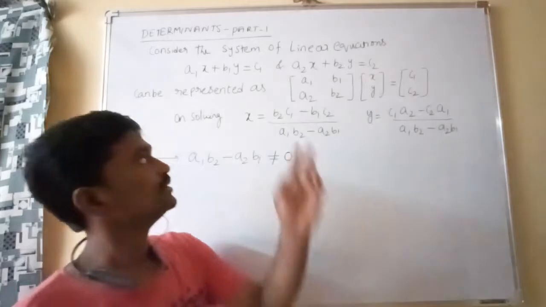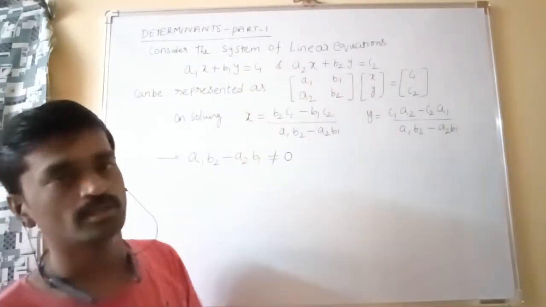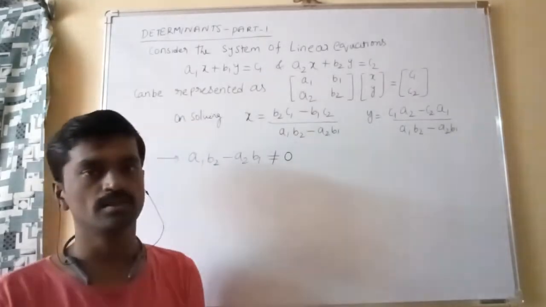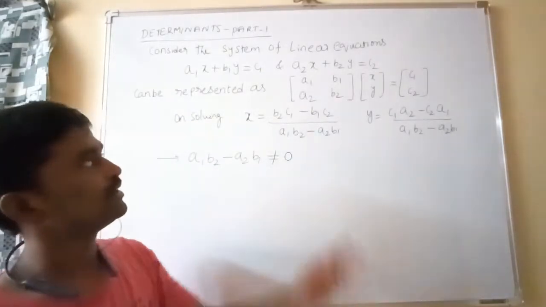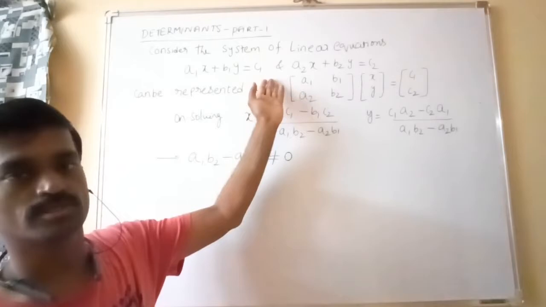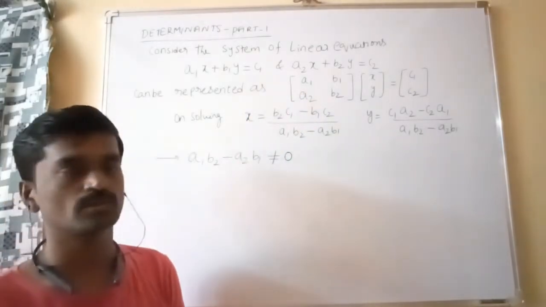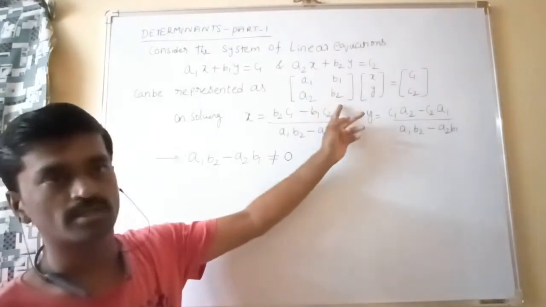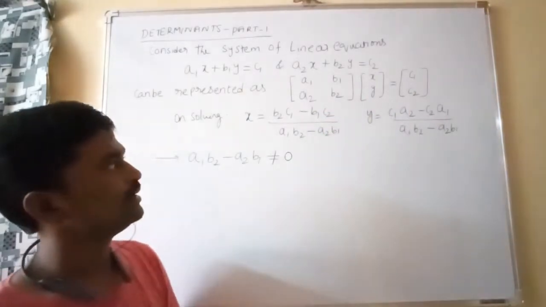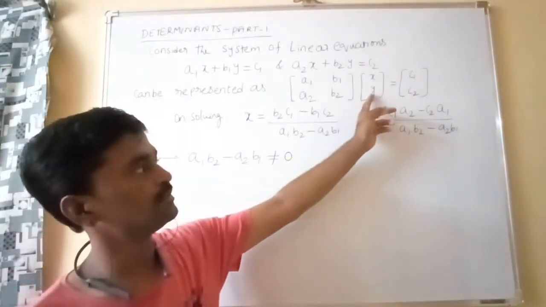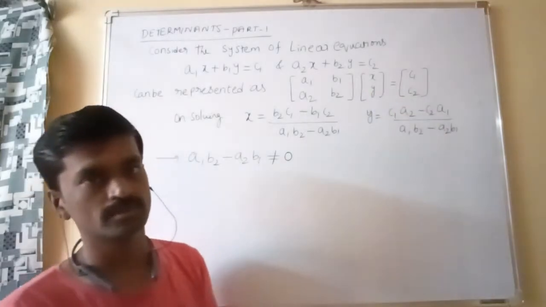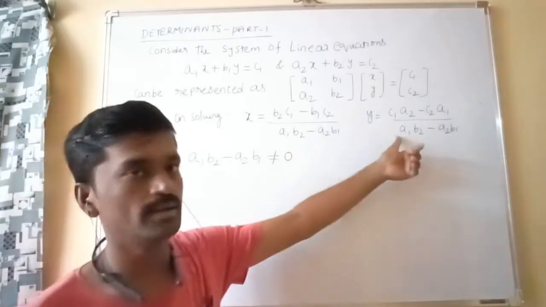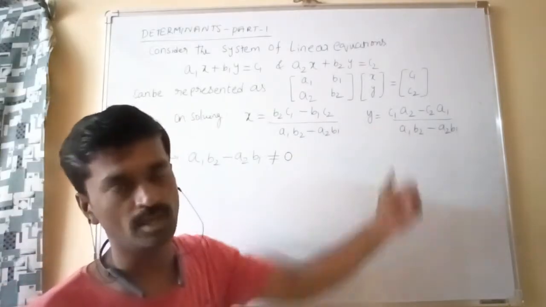Consider the system of linear equations a1x plus b1y is equal to c1 and a2x plus b2y is equal to c2. We can represent these linear equations in the form of matrix. This is the corresponding matrix equation, and here this is the coefficient matrix, here is the variable matrix, here it is the constant matrix. And on solving these two linear equations we'll get x and y values.